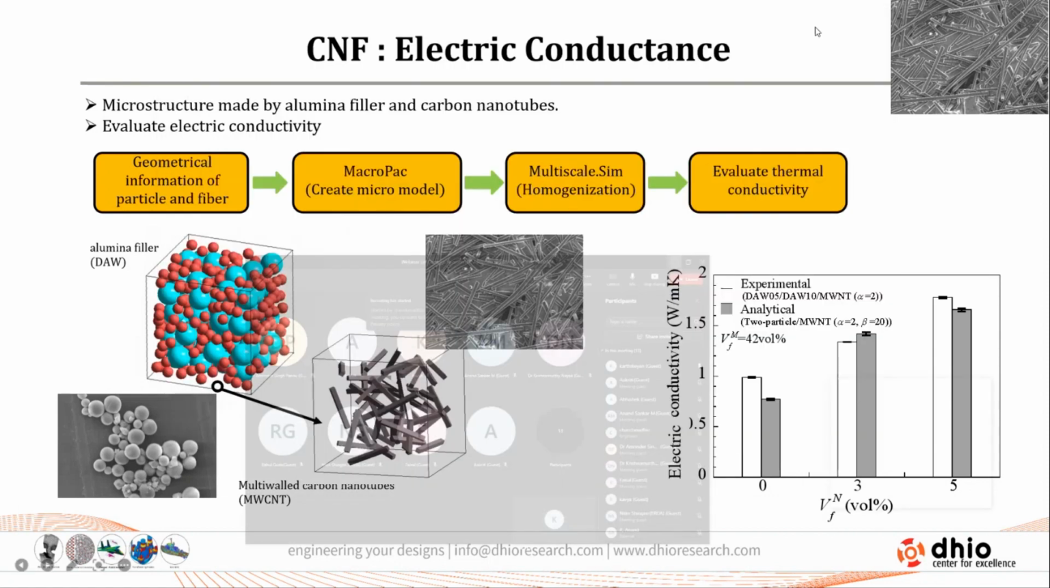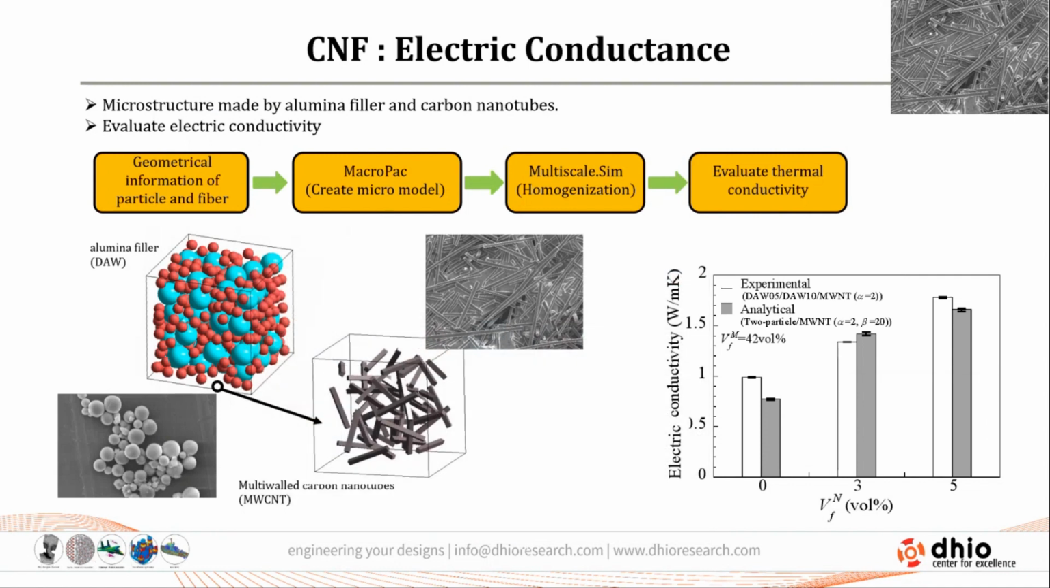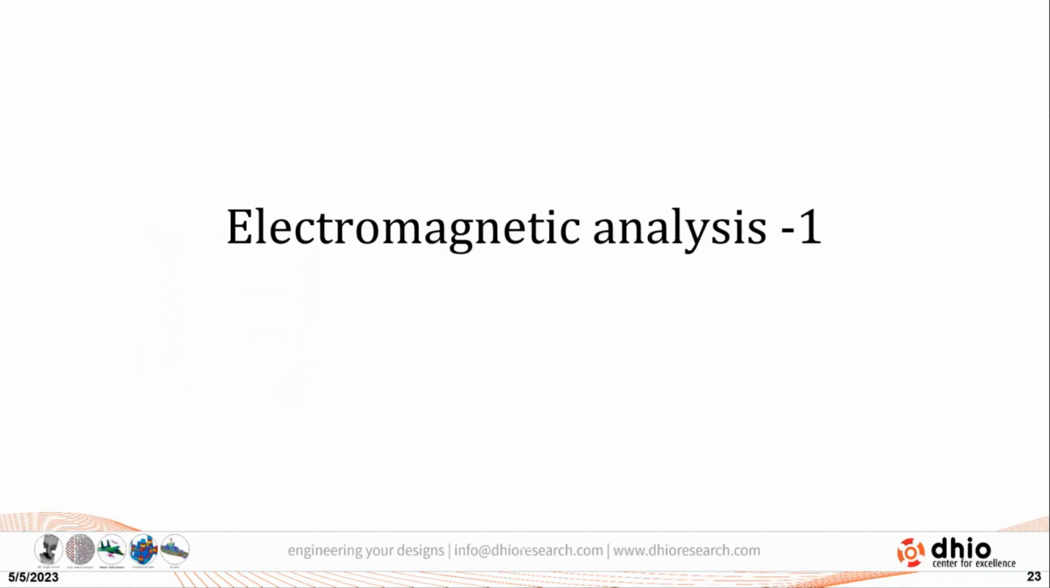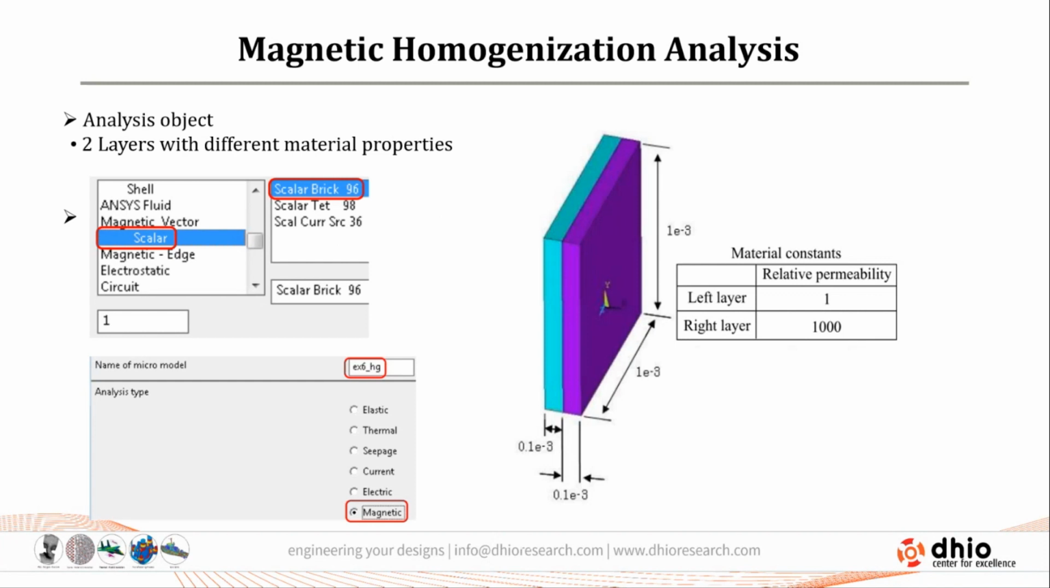Then we can go to the next one, some operational demos, some examples. First, I will be performing electromagnetic analysis. For example, the electronic part is composed of two layers with relatively different permeability: the left layer contains a relative permeability of 1, whereas the right layer contains a relative permeability of 1000.